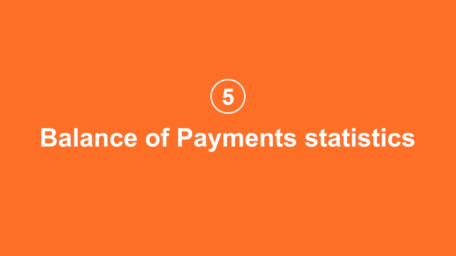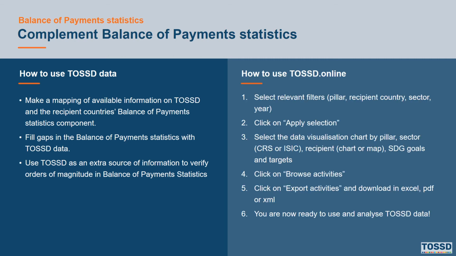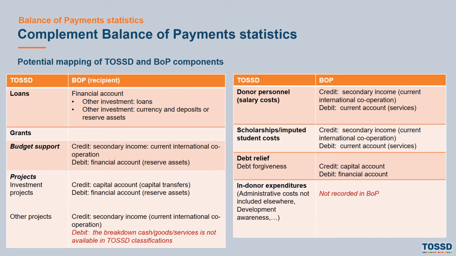TOSSD can be used also to support the balance of payments statistics, although of course there are some differences with the normal international development finance statistics. So how can this be done? TOSSD can be used as an extra source of information to verify in particular the orders of magnitude in the balance of payments statistics and fill certain data gaps.